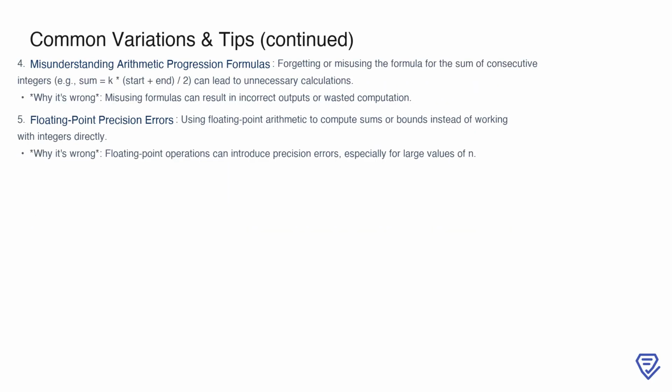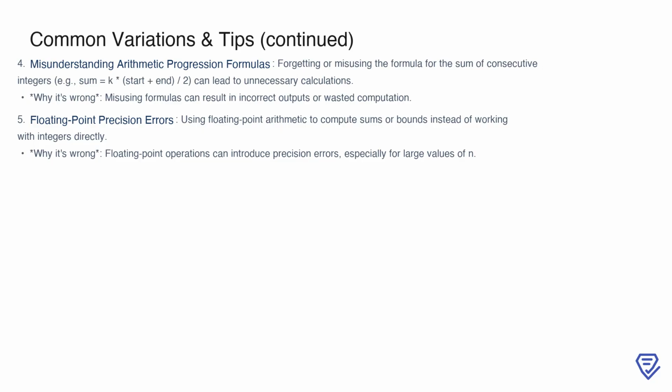Another area to be cautious about is the misuse of arithmetic progression formulas. The sum of consecutive integers can be represented using a formula, such as k times the average of the start and end values. However, forgetting or misapplying this formula can lead to unnecessary calculations and incorrect results.